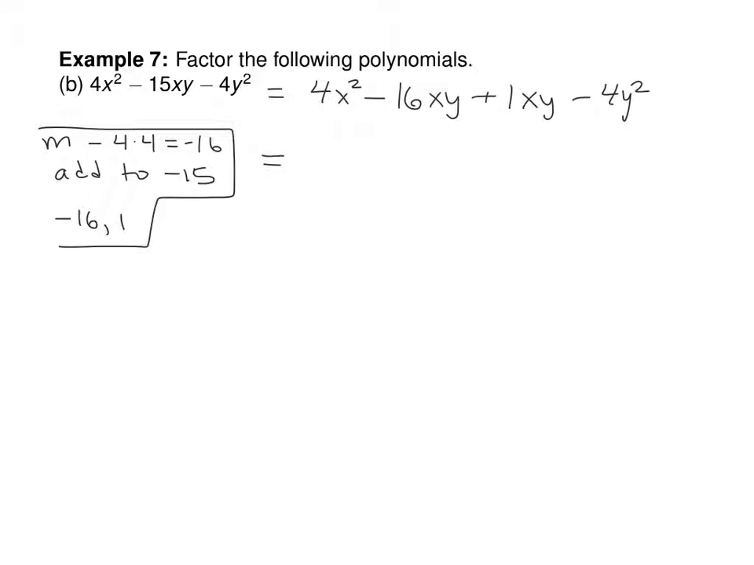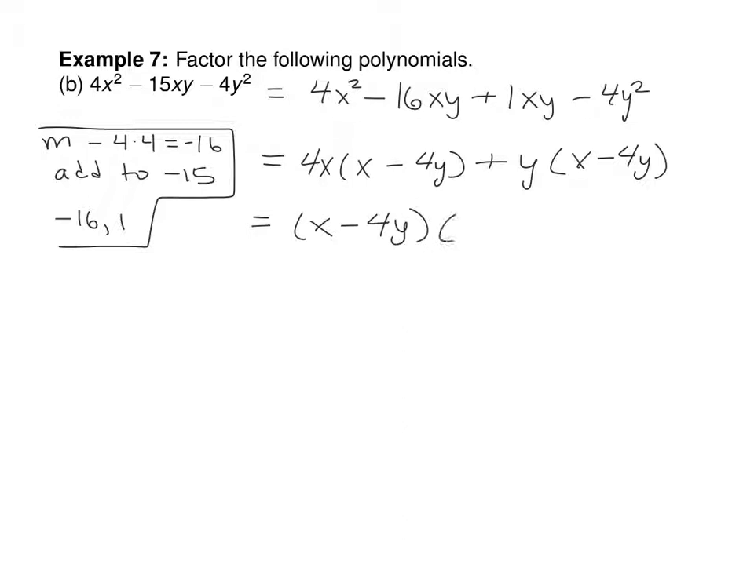Take out your greatest common factors. We'll have 4x times x minus 4y plus y times x minus 4y. Now x minus 4y is your GCF, and you're left with 4x plus y.